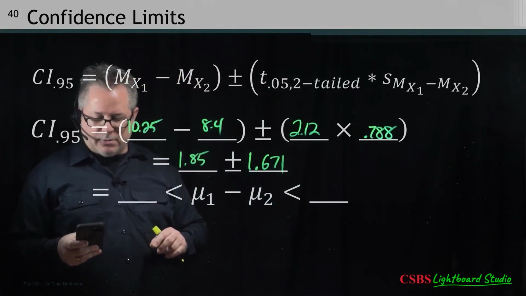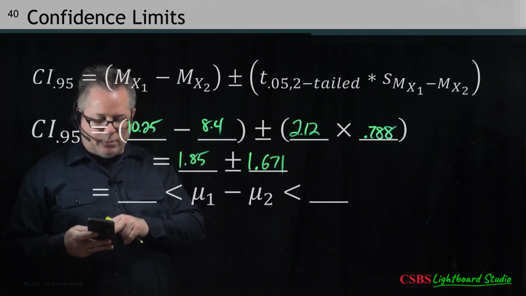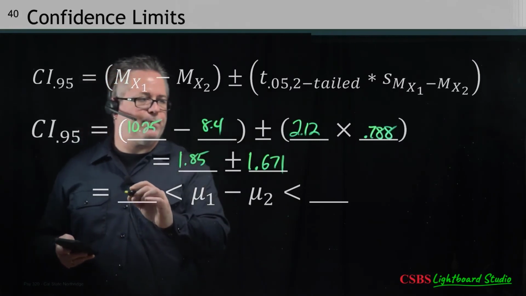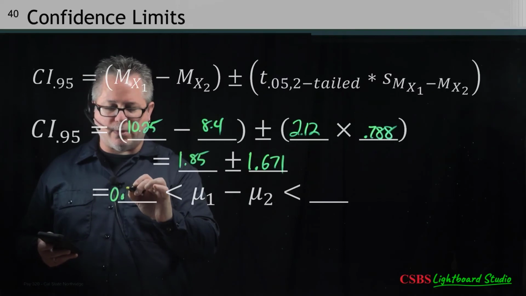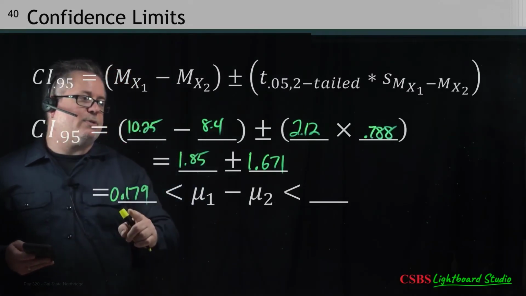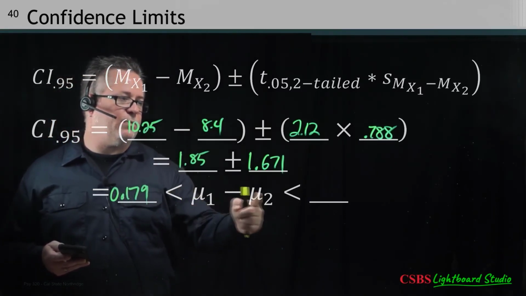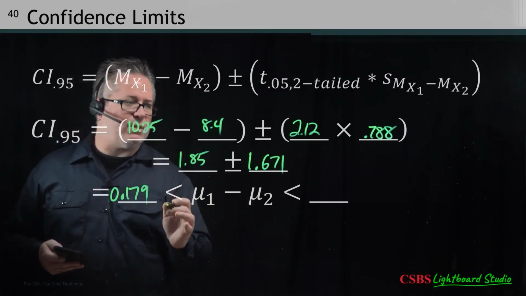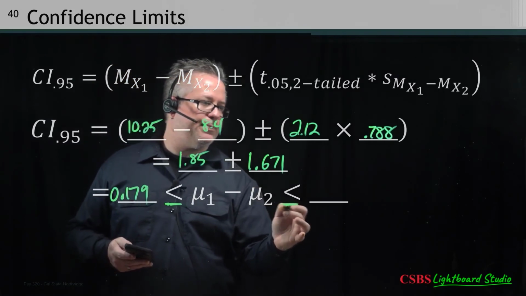So 1.85 minus 1.671 equals 0.179. So the low end of my confidence interval is 0.179, which is less than or equal to the difference between the two population means I'm trying to estimate. So this is less than or equal to.